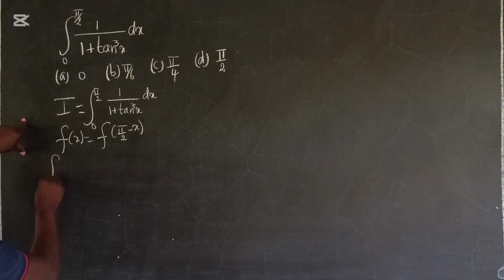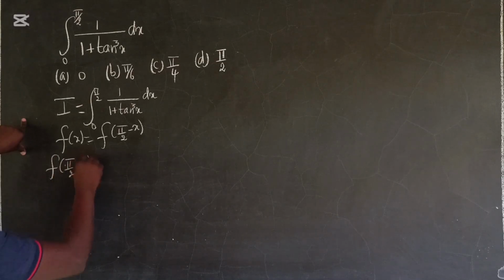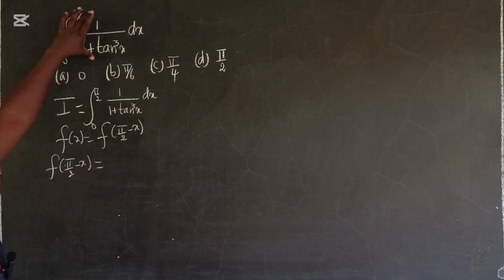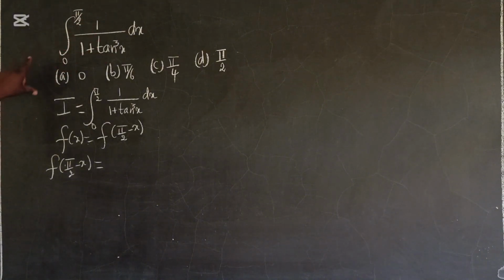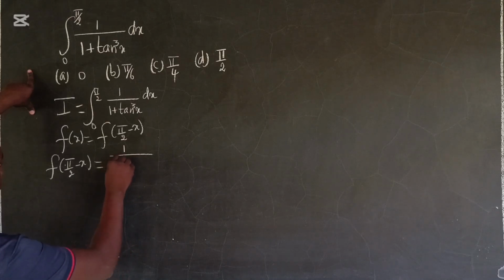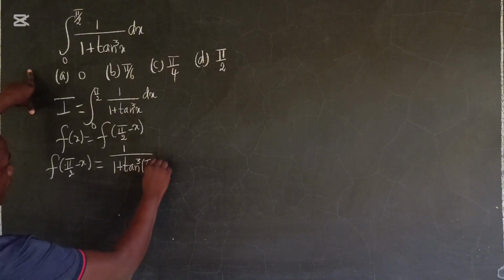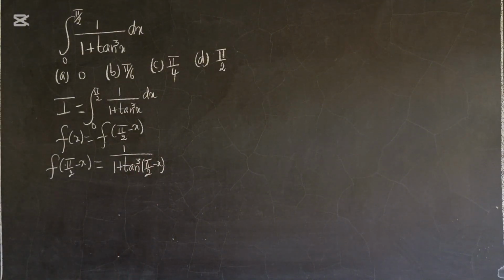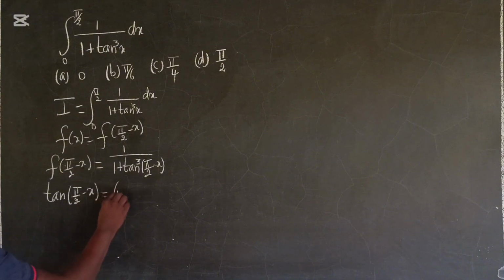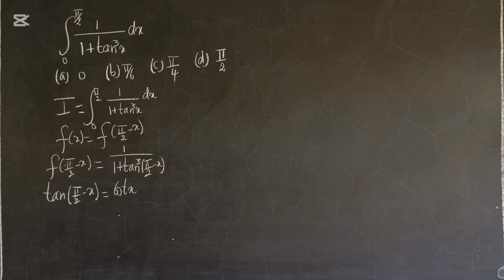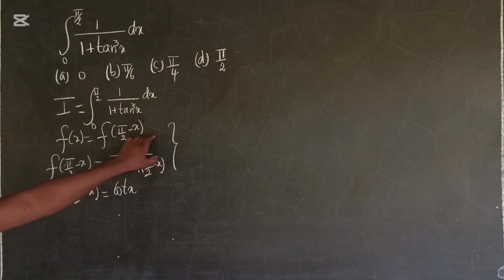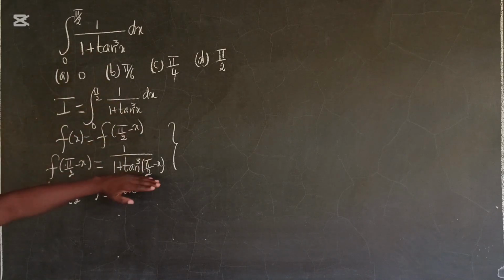So f of pi over 2 minus x is equal to 1 over 1 plus tan power 3 of pi over 2 minus x, and because tan of pi over 2 minus x is equal to cot x, all of these are equal, this is equal to this.